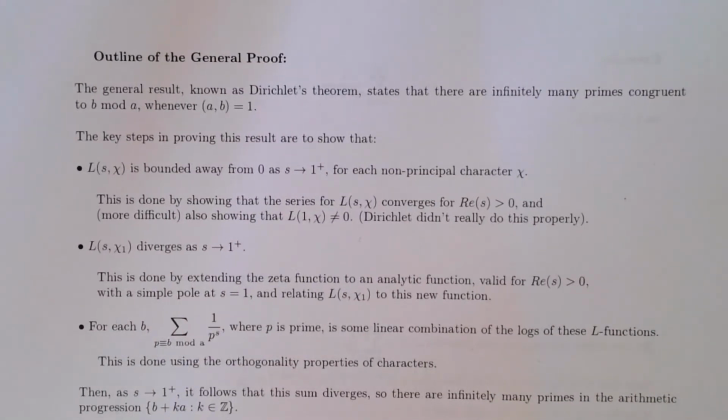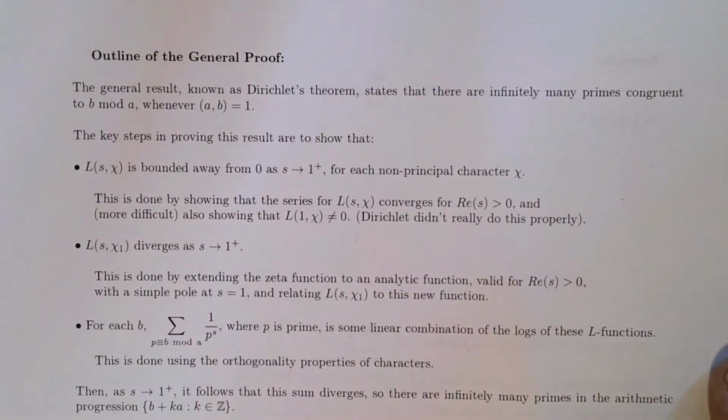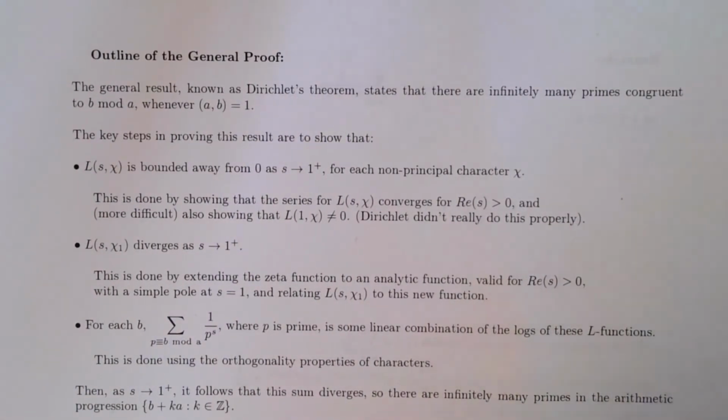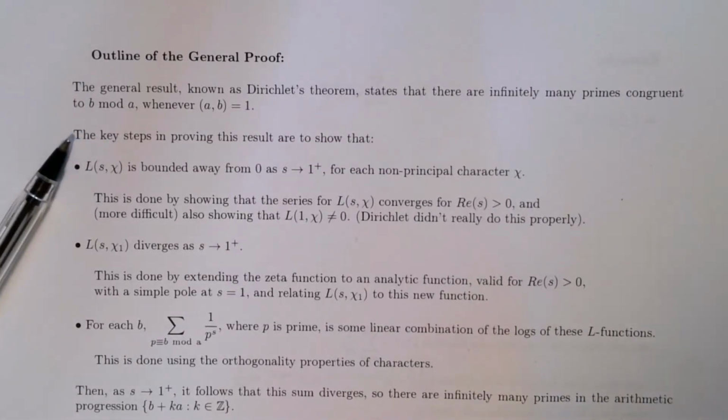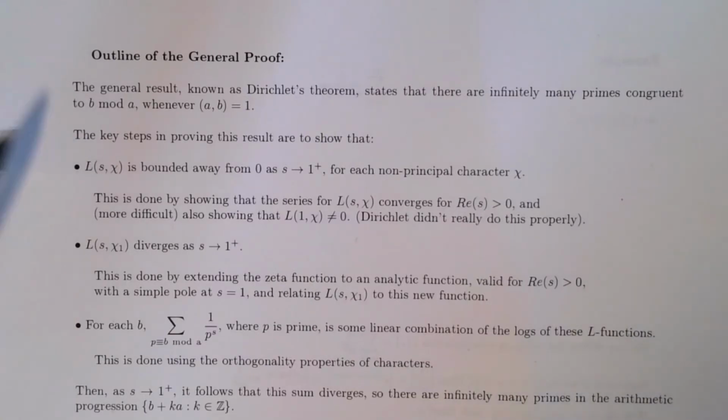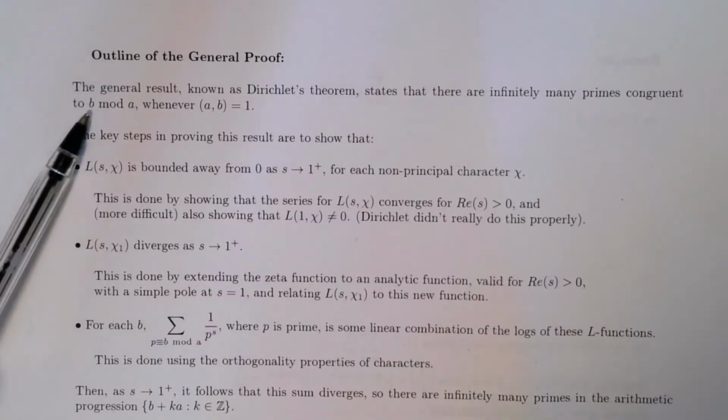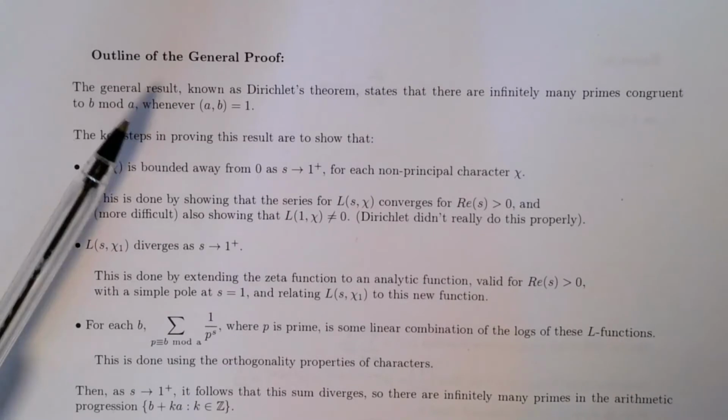Well, hello and welcome again to our journey into number theory. We finished up last time having a look at the outline of the general proof of Dirichlet's theorem, which I'll quickly remind you of. So the key steps in proving Dirichlet's theorem, that there are infinitely many primes congruent to B mod A whenever A and B are relatively prime.